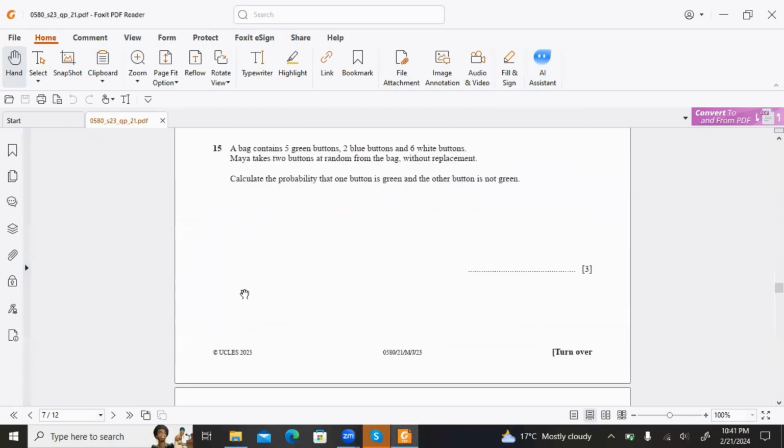Then question 15 is saying a bag contains 5 green buttons, 2 blue buttons, and 6 white buttons. Maya takes 2 buttons at random from the bag without replacement. Calculate the probability that one button is green and the other button is not green. So for the probability of the button being green, that's going to be 5 over the total buttons. It's going to be 5 plus 2 plus 6, which is 13. So the denominator is going to be the total buttons.